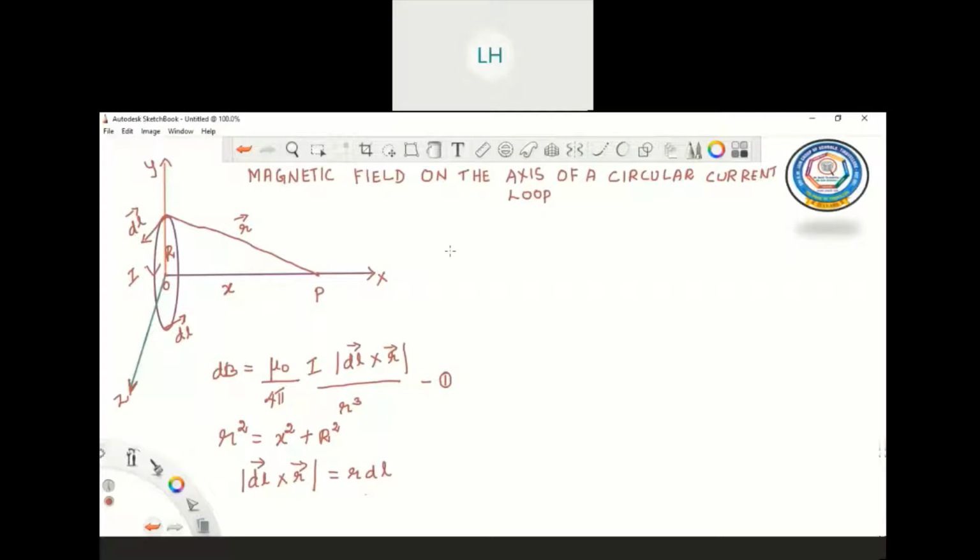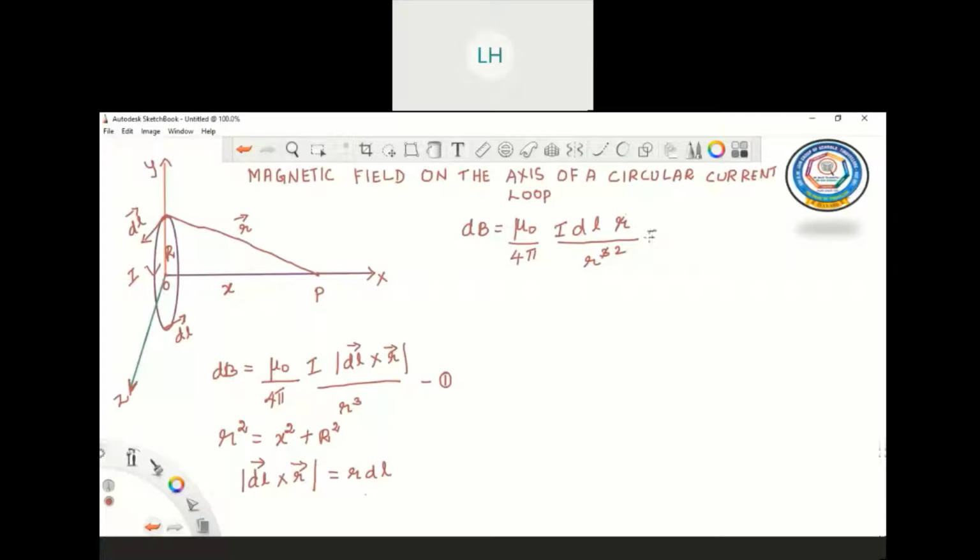Okay, so we are going to substitute this value in our equation. So can you write it as dB is equal to mu naught by 4 pi I dl r divided by r cube. Okay, so what will you get here? This r and r get cancelled, so you will get r square in the denominator, children.